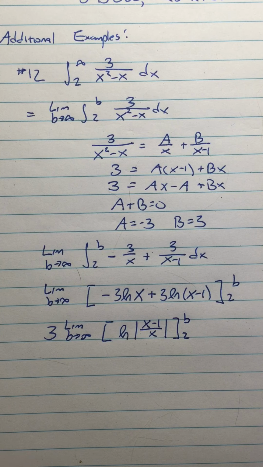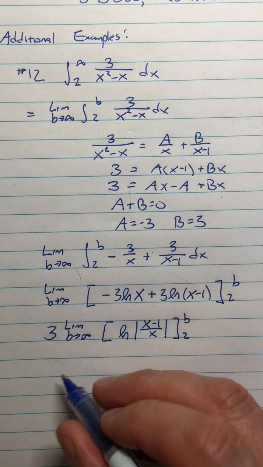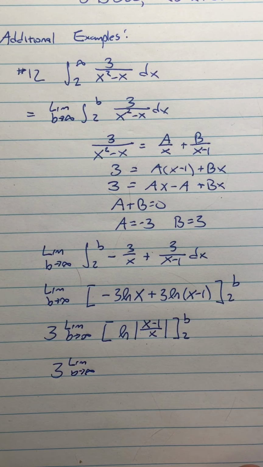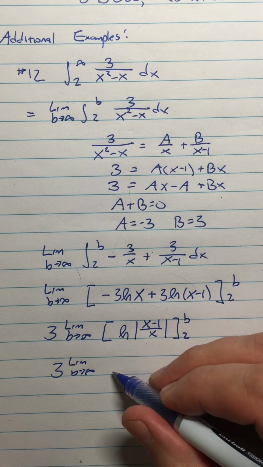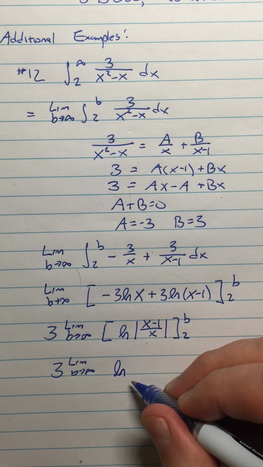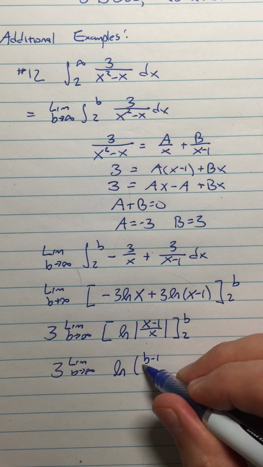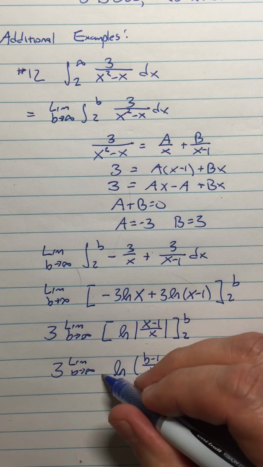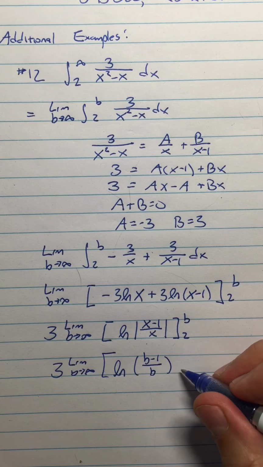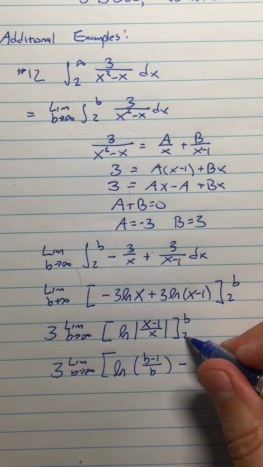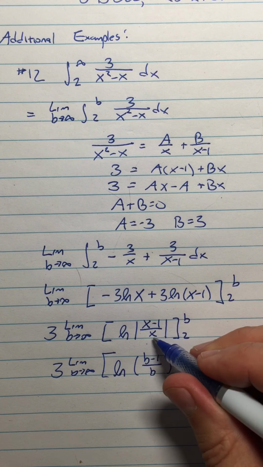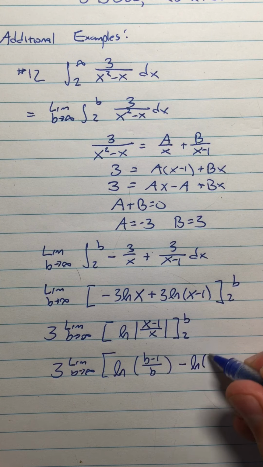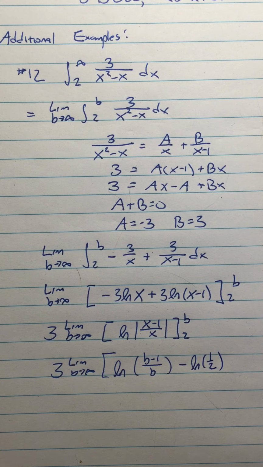All right. So then, this is equal to 3 times the limit as b approaches infinity of ln of (b minus 1) over b. Oh, that's interesting. And then minus, now when I put in the 2, I get ln of 1 over 2. Should I write that? Sure, why not? ln of 1/2. It's ln of 1/2, right?